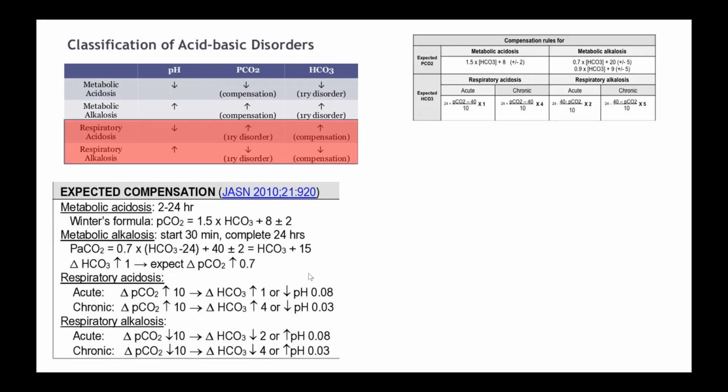All the compensation formulas you should know, and you should know when to apply them. For metabolic acidosis, you have the Winter's formula to calculate the expected CO2. For alkalosis, you have to find out the expected PaCO2 and the increase in bicarb. For respiratory acidosis, you must know the change in the bicarbonate that will happen. These are the compensation formulas to be learned before you go for your exams. And the steps in approach to ABG.